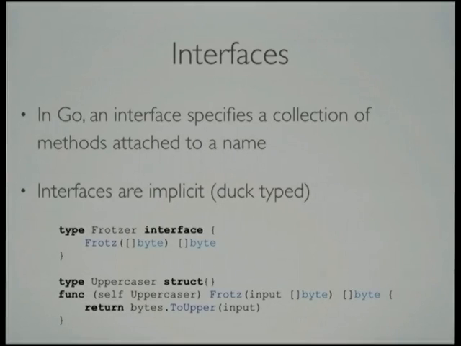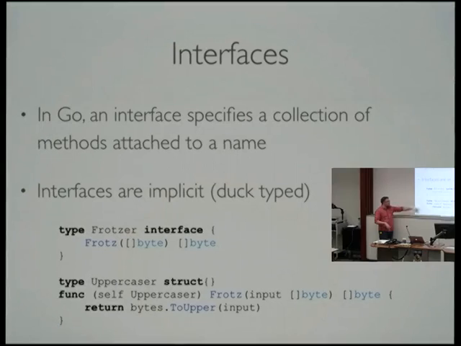It's basically duck-typed. In Go, you say, I want to define an interface, so type frotser is an interface, and this is very idiomatic. ER stuff will be interfaces. You'll see io.Writer, io.Reader, and they're things that implement read and write. So frotser is an interface, and it has this method, frots, which takes a byte slice and returns a byte slice. And so now, as far as Go is concerned, any type that has this exact method signature is now a frotser, period. You can't say I am not actually a frotser. If you implement that method, which we do on uppercaser, uppercaser now implements this interface.